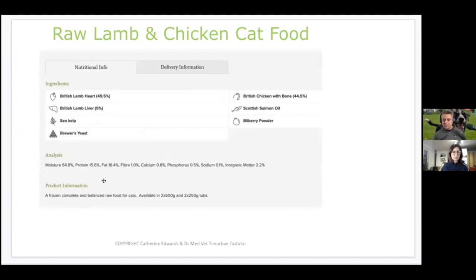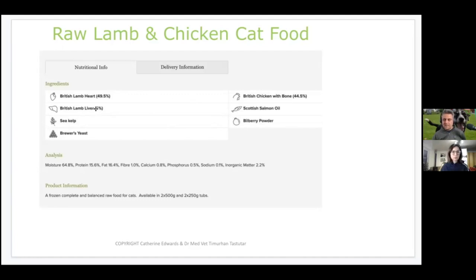But it is complete in terms of the regulatory bodies, because they have salmon oil containing most of the fat-based vitamins they need, bilberry powder and sea kelp having all the minerals and vitamins they need from plant matter. Brewer's yeast covers a lot of protein and vitamins. And British chicken with bone, this is okay. British lamb with British lamb heart, this is okay.